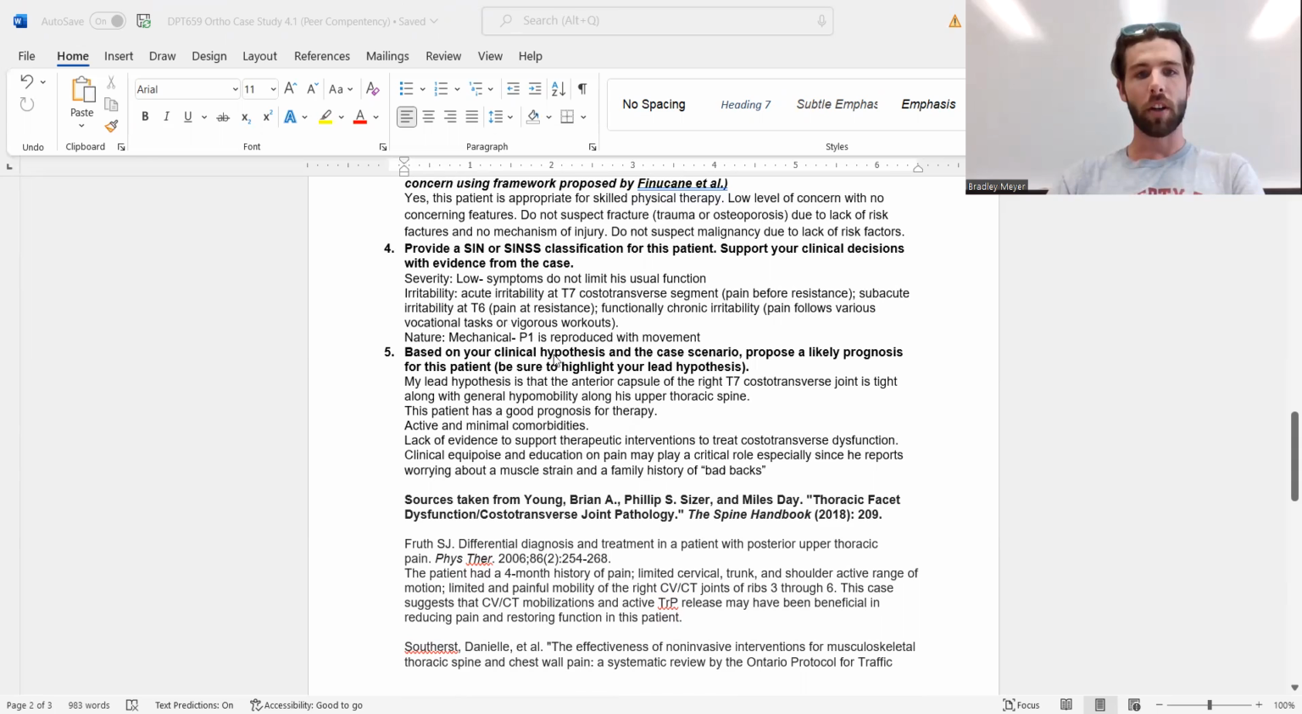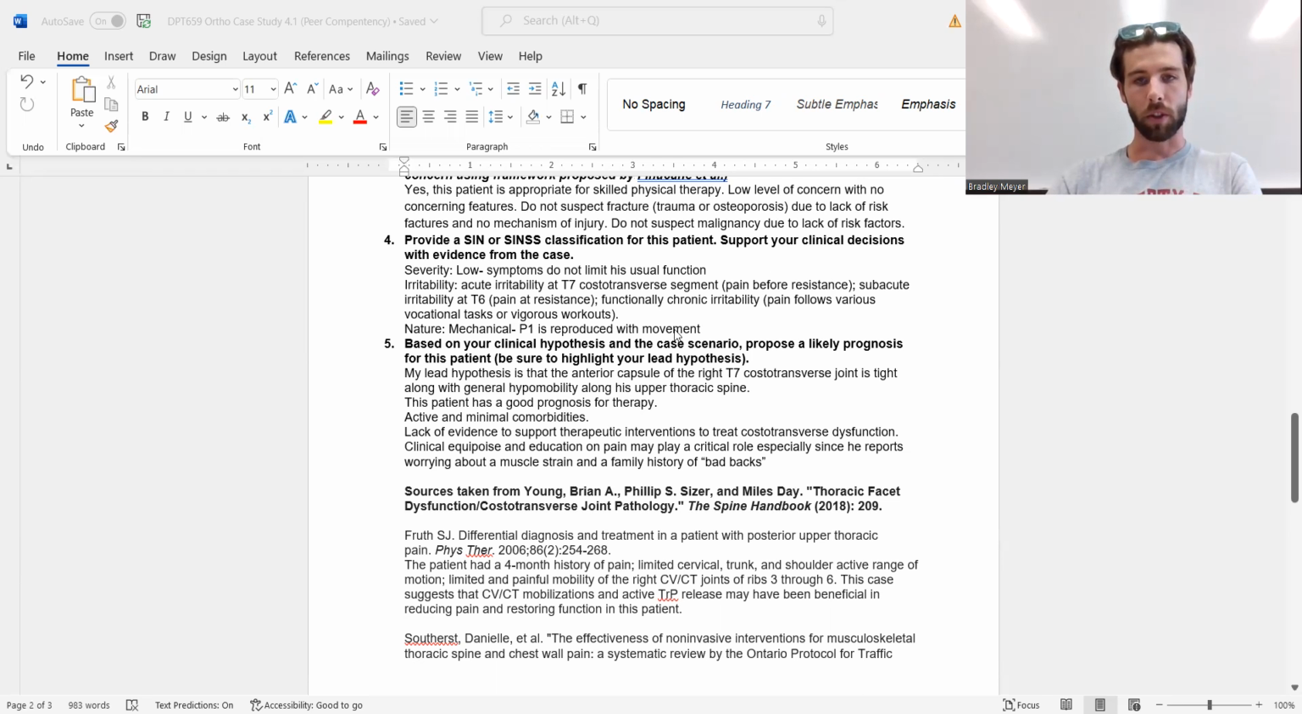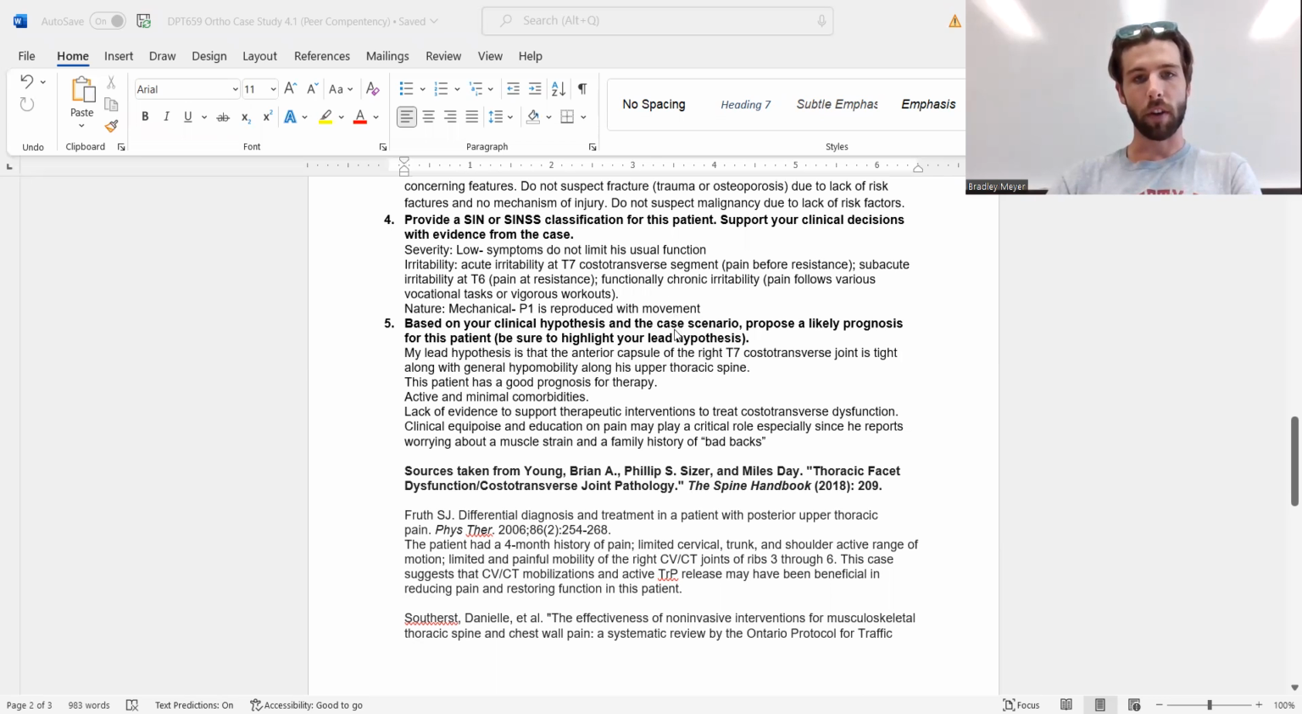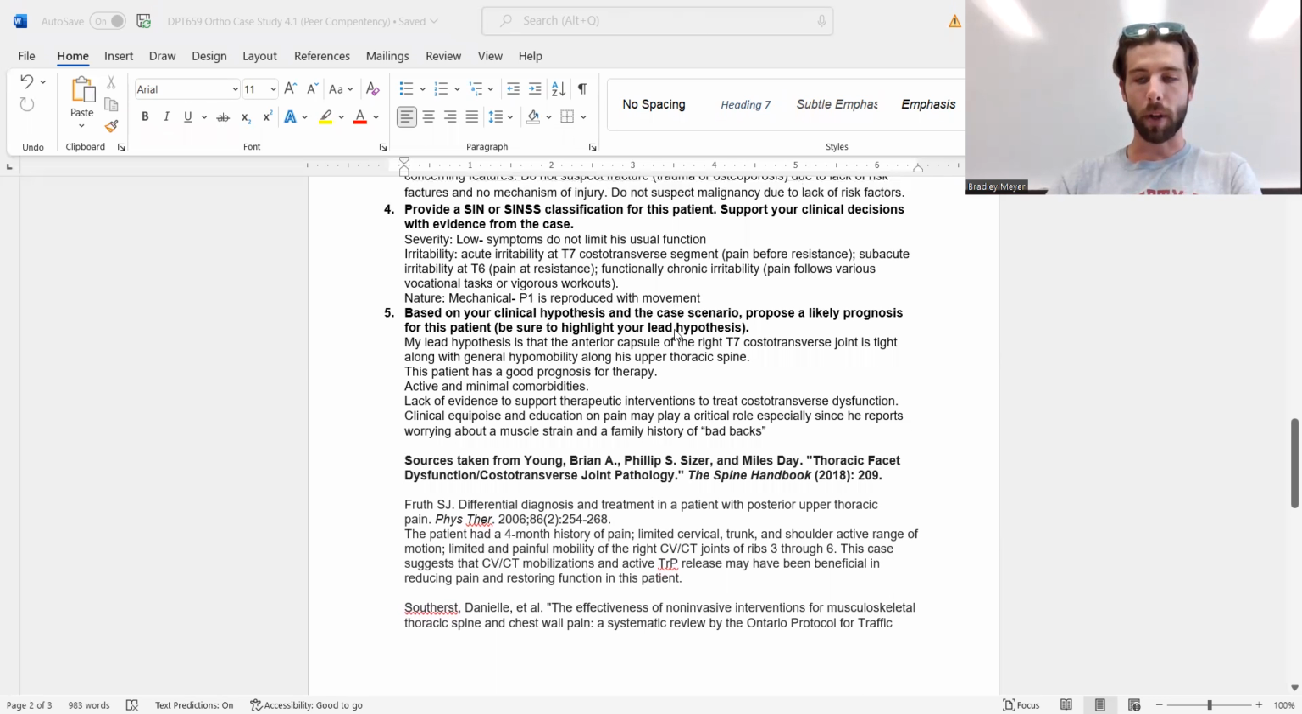So the SIN classification, I put him at a low severity because he said symptoms don't limit his usual function. As far as irritability, I said acute irritability at T7 because there was pain before resistance, subacute irritability at T6 because there is pain at resistance. And then as far as a functional classification, I said chronic because he said that pain follows various vocational tasks or workouts. So it seems to happen after he's done a bunch of activity. As far as the nature, I said mechanical because P1 is reproduced with movement.